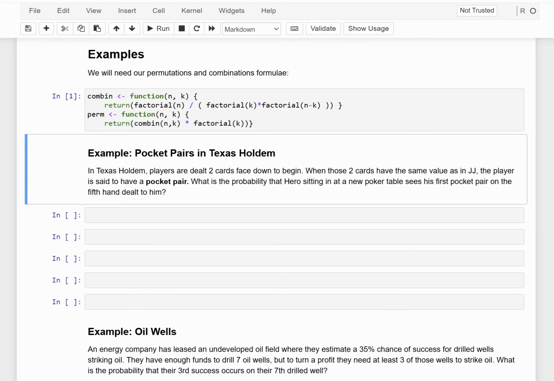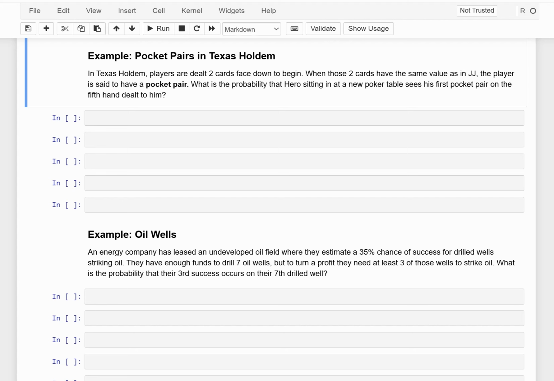And then look, they say, okay, Texas Hold'em. Here's our example, Texas Hold'em. And in Texas Hold'em, at the beginning, players are dealt 2 cards. Okay? And the term pocket pair just means that the 2 cards have the same value, like Jack, Jack. Okay? And what is the probability that he or she sits down at the new poker table, and the first pocket pair that he or she sees is dealt to him or her on the 5th hand? What's that probability?